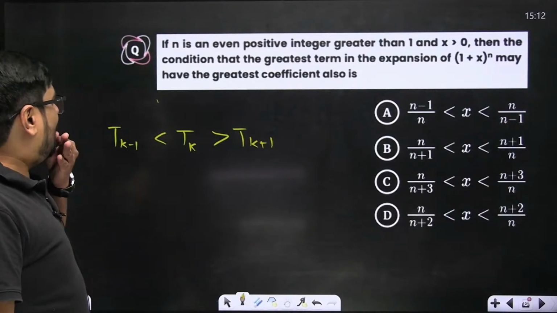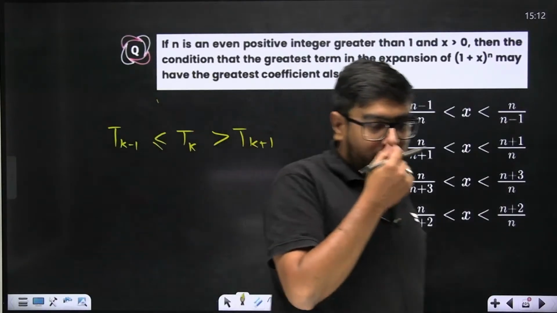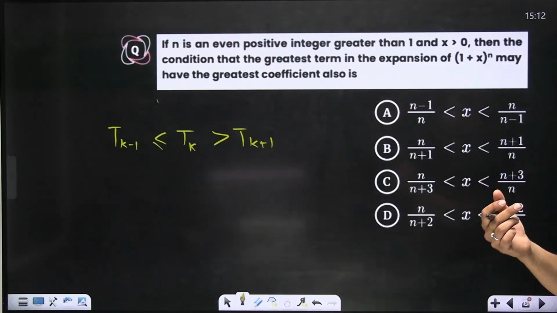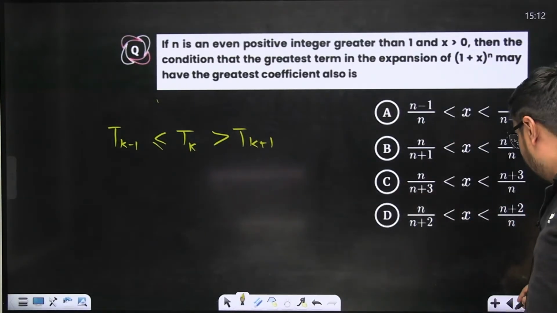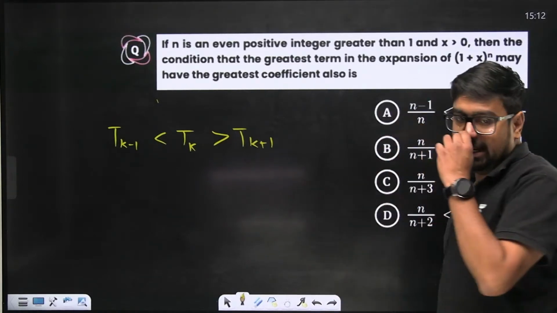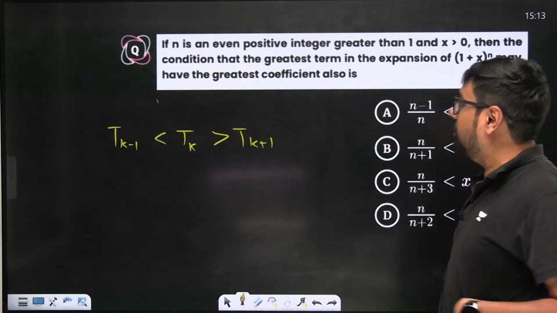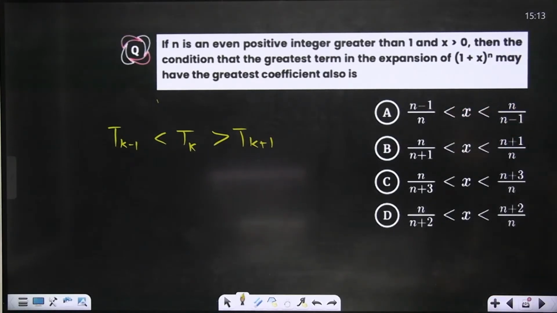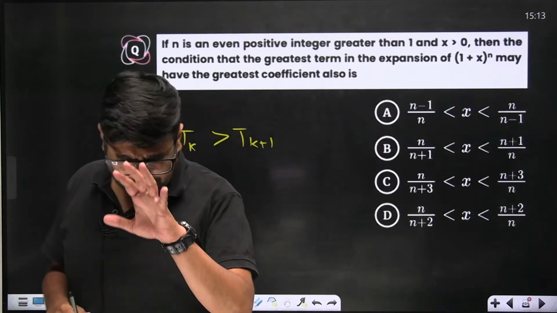From the previous value it can be equal too, so we can also apply greater than or equal to, because in some cases two values are equal, then we'll have to apply equal to also. But here let's solve without equal to and let's see what case comes. Now for (1 + x)^n, if we compare the greatest coefficient and the greatest term.